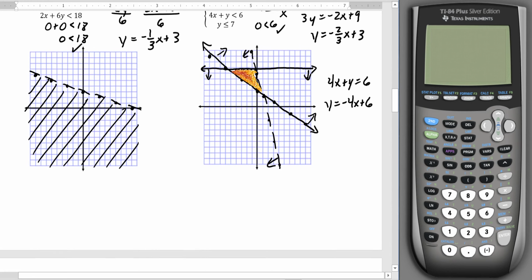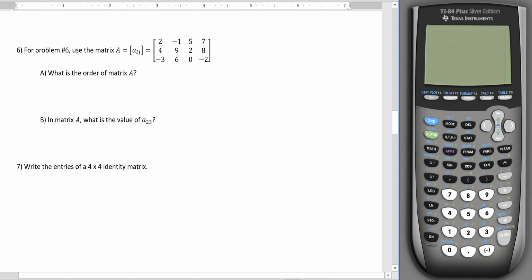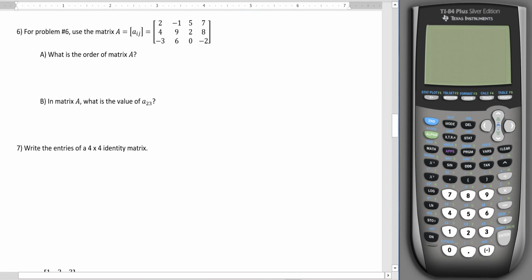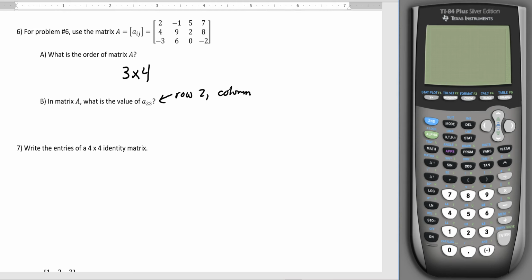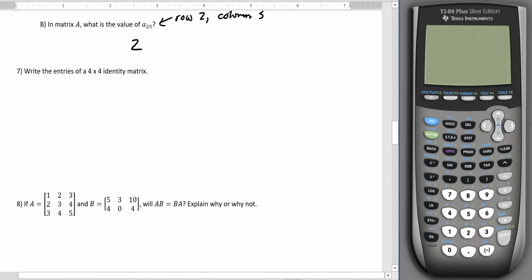All right. Number 6. For problem 6, use this matrix. A, what is the order? Remember, order is row by column, so 3 rows by 4 columns. 3 by 4 matrix. What's the value of 2, 3? So remember, this is telling us row 2 and column 3. So what number is row 2, column 3? 2. And that's it.